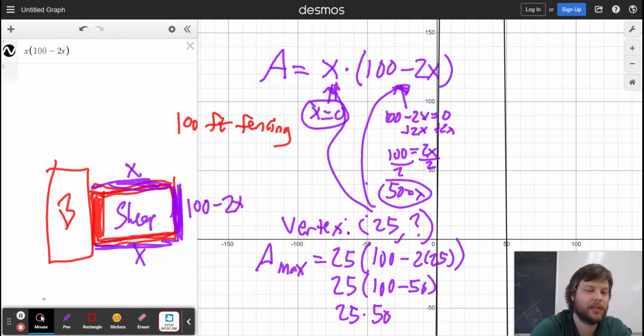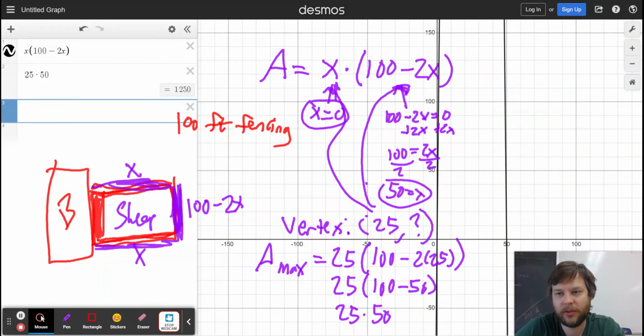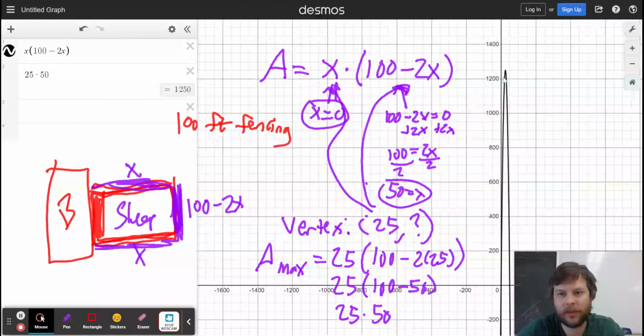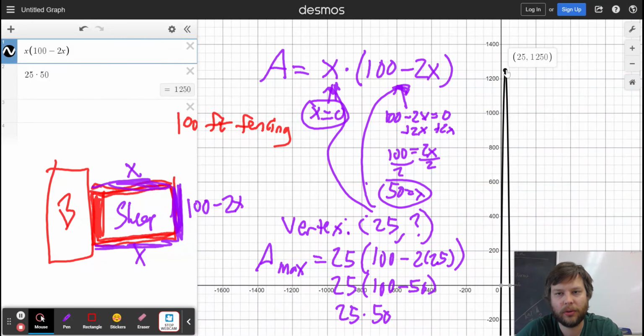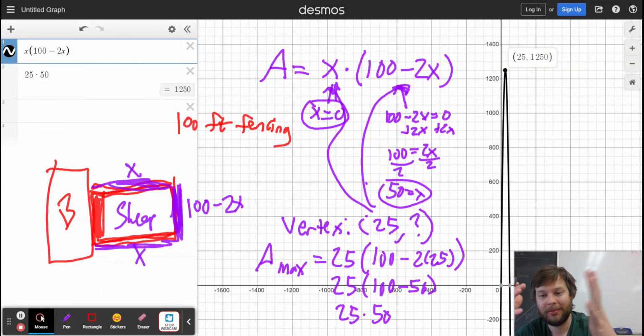Let's go ahead and use Desmos to do the work for you. 25 times 50 is 1250, and so that should be the maximum area. So there's one example of a word problem. If we zoom out just a little bit more, we'll see it. There's our vertex right there, 25 and 1250. So one type of word problem is some sort of variation on fencing with a barn. Maybe two sides are used, maybe you have a different amount of fencing, maybe there are some other parameters. But different problems with area are a good idea for quadratics.